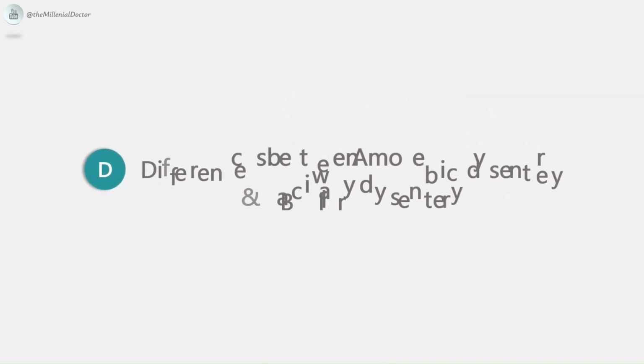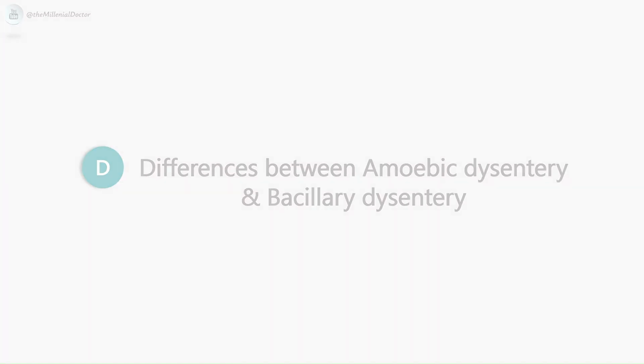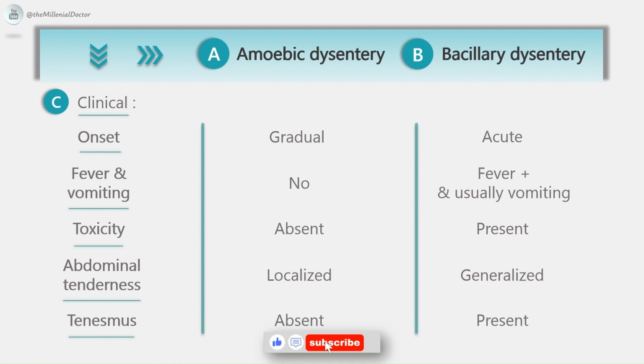Next are the differences between amoebic dysentery and bacillary dysentery. Clinical features: the onset in amoebic dysentery is gradual, whereas in bacillary dysentery it is acute. In amoebic dysentery, fever and vomiting are absent, whereas in bacillary dysentery, there is fever and usually vomiting is also present. Toxicity is absent in amoebic dysentery, whereas it is present in bacillary dysentery. Abdominal tenderness is localized in amoebic dysentery, whereas it is generalized in bacillary dysentery. And tenesmus is absent in amoebic dysentery, present in bacillary dysentery.